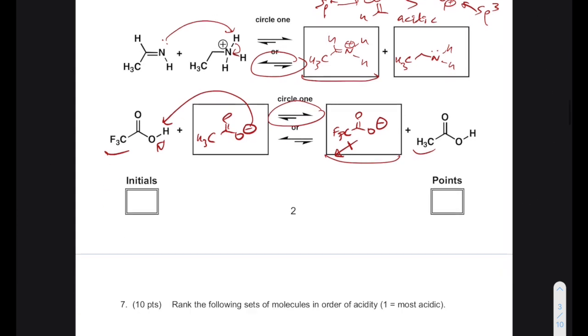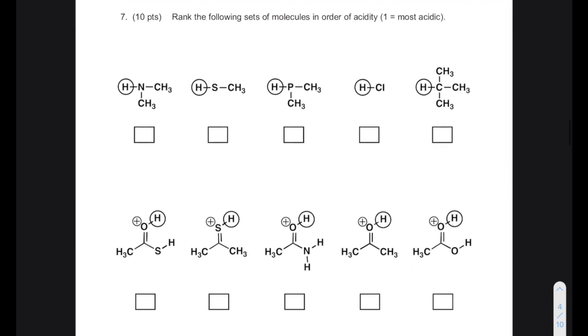Okay, problem 7 has to do with ranking sets in an order of acidity. So here, right off the bat, my eye jumps out at HCl, so that's going to be priority number 1. And also, this alkane is a very terrible acid, and so this is going to be 5. The carbanion that results from being deprotonated is terribly unstable, so that's 1 and 5.